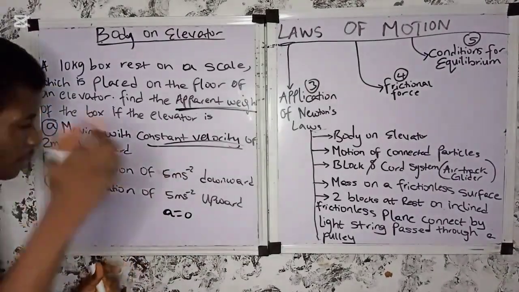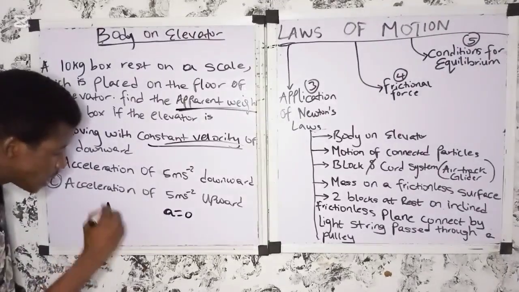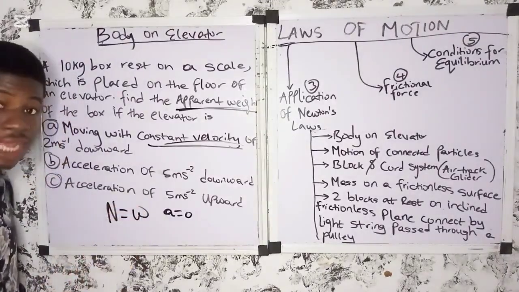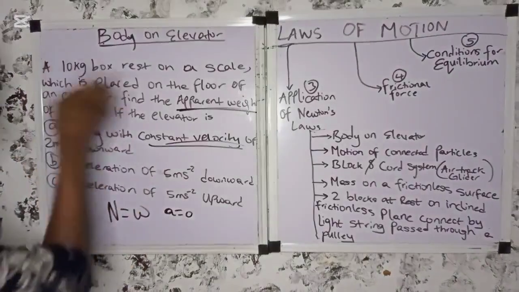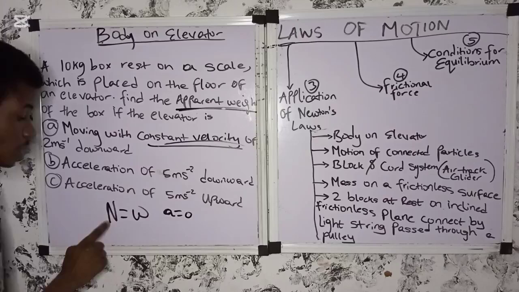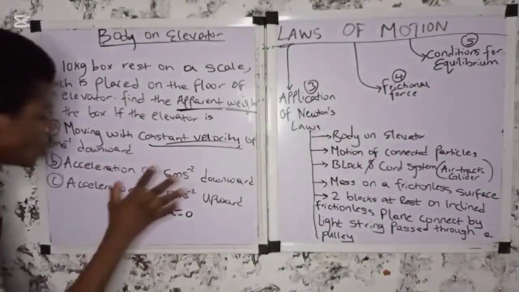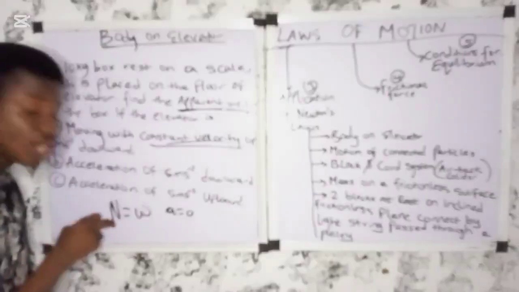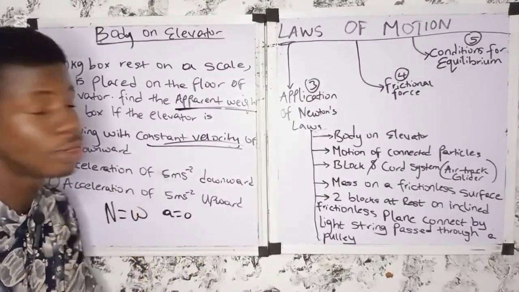Remember, when the elevator is not moving, the scale reads the true weight of the body. So let's solve now. We are looking for the apparent weight. And when the elevator is not moving, the scale will read the true weight of the body.